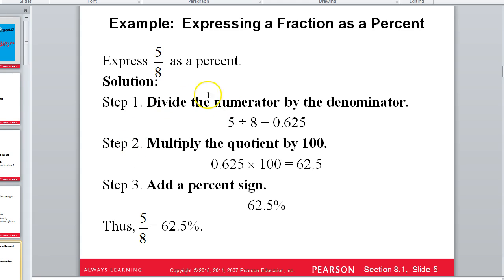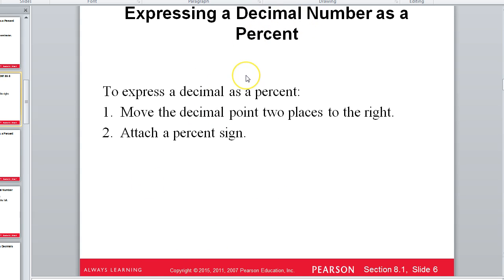Another basic example, 5/8. 5 divided by 8 is 0.625, multiply that by 100. That moves the decimal 2 places to the right. And then stick the percent sign on there. So 62.5%.